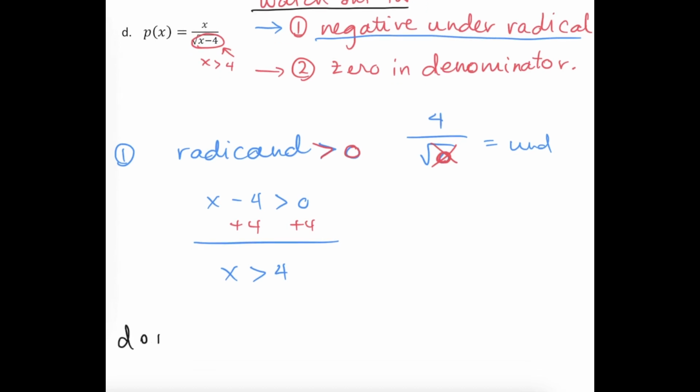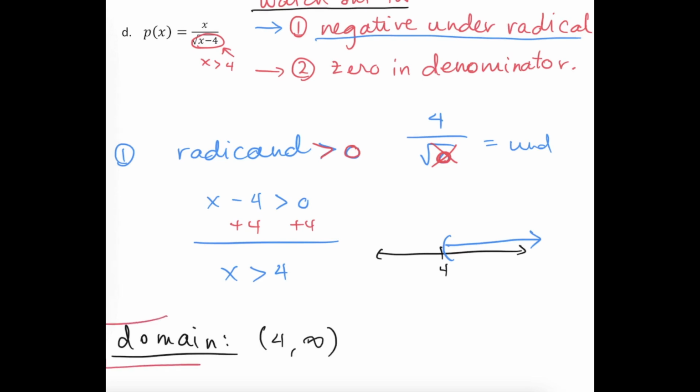So let's express our domain answer down here in interval notation. 4 is going to be the beginning of the domain. We're going to not include the 4, but have everything that is greater than that. So we'll start at 4 and go off to positive infinity, and this is going to be the domain of that function.